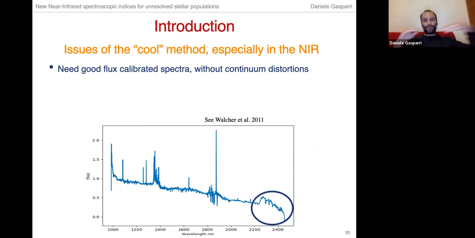In order to perform a good fitting of the spectra with a set of stellar templates or simple stellar population templates, we need, of course, very good flux-calibrated spectra without continuum distortion. This is very difficult to achieve, especially in the near-infrared. We see the circle there around 2.2 microns, which shows a bump just before the CO overtones. This bump is not real. So in this case, if we perform a full spectral fitting of the spectra, we don't have reliable results.